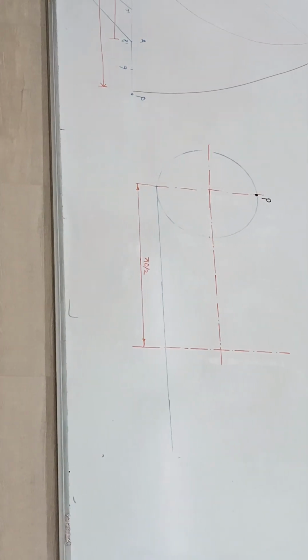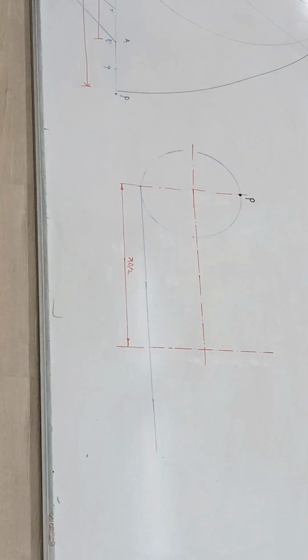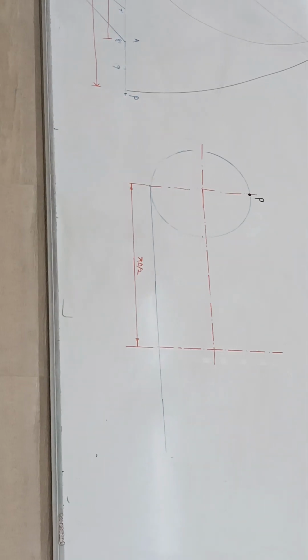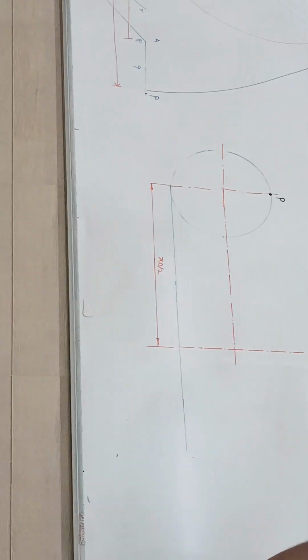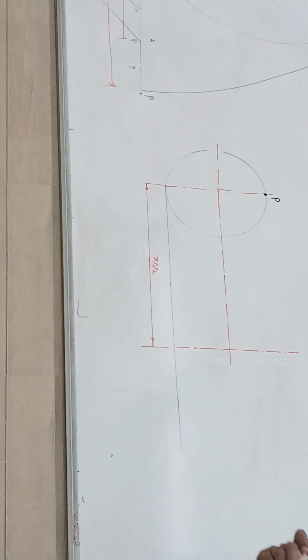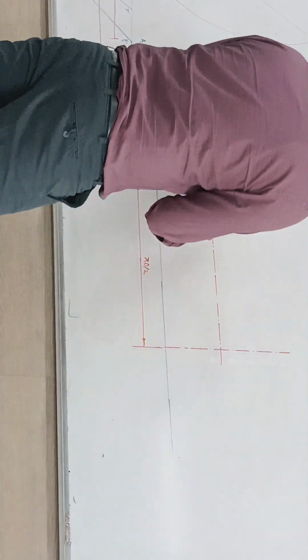Draw the axis. Similarly, draw the axis. Now at this point, again we have to draw a circle whose diameter is equal to, how much will be the diameter? Say 50.